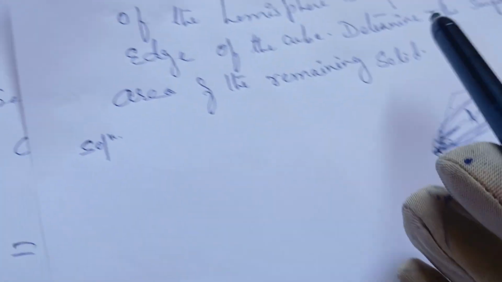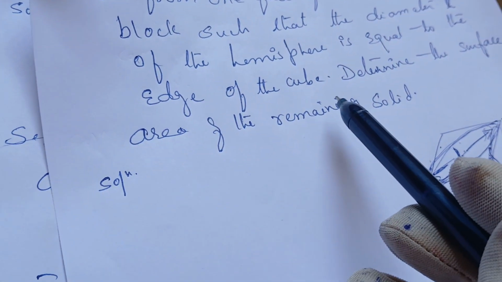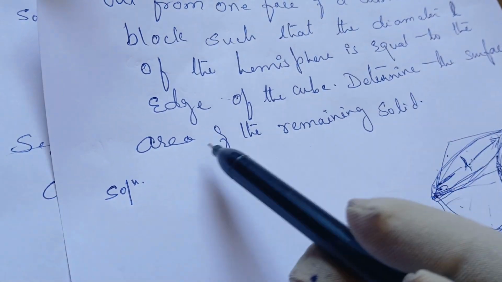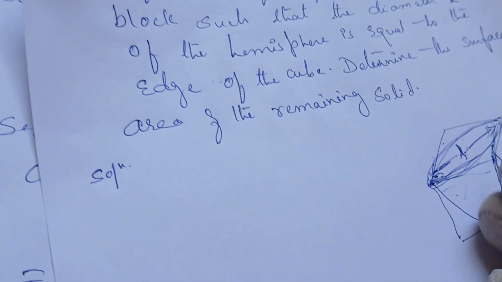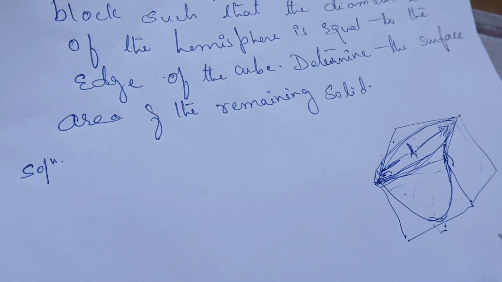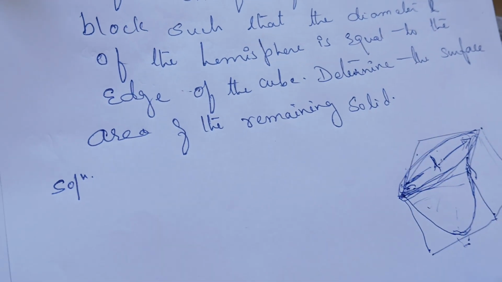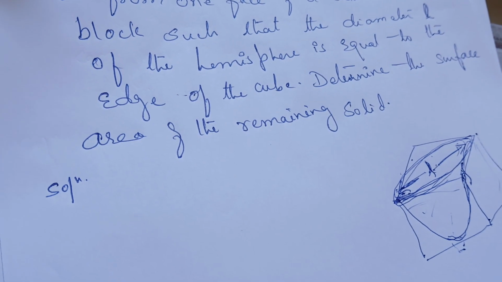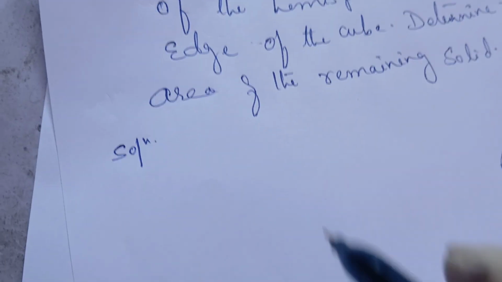So what is given and what has to be found out: determine the edge of a cube. The diameter L of a hemisphere is equal to the edge of the cube. Determine the surface area of the remaining solid. So how much have we removed from the cube, and what is remaining? Once we have removed the hemisphere from the cubical block, what is the remaining surface area?